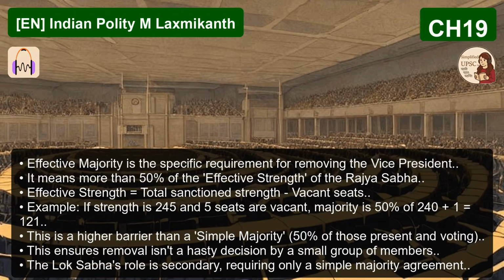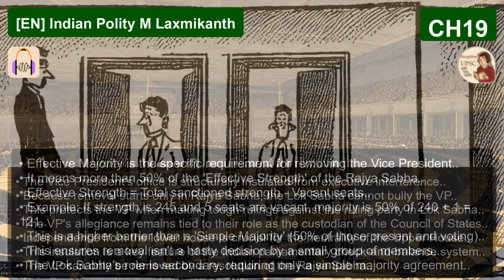That is a critical distinction to master. An effective majority means a majority of the total membership of the House, excluding the seats which are vacant. It is often mathematically expressed as greater than 50% of the effective strength of the House. Okay, so let's use an example.